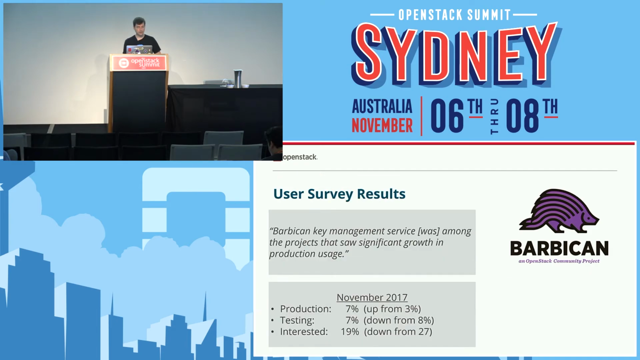The user survey results are put out by the foundation every 6 months. The newest user survey was put out this week, and in the summary of the user survey, they called out that Barbican Key Management Service was among the projects that saw significant growth in production usage. So that's fantastic news. Last cycle, we had 3% of OpenStack deployments reported as being in production. It's up to 7% now, so it's more than doubled in the last 6 months, according to the user survey.